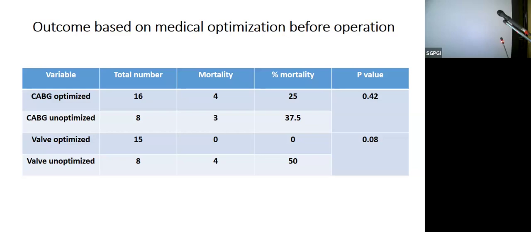Same with valve. Optimized, the mortality is 0 against 15, and 4 against 8. So the numbers are like infinity versus 50%. But because the sample size is very small, the significance is just away. We needed 0.05, we are getting 0.08. So actually the sample size is very small, and in those 70 patients we had nearly every category. So because of the small sample size, we cannot gauge significance for optimization.